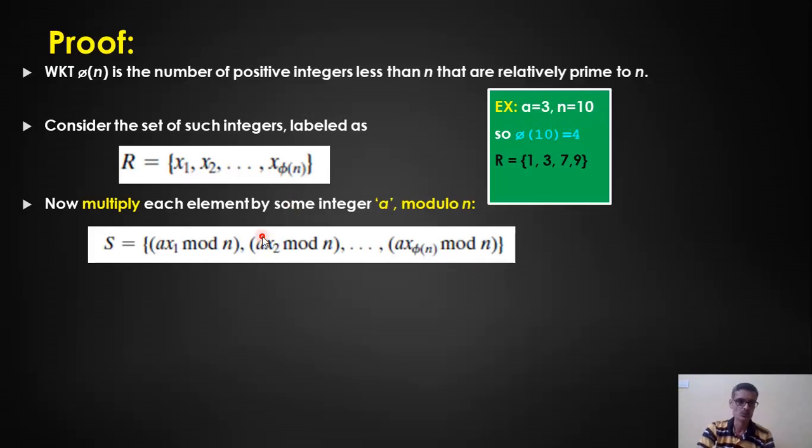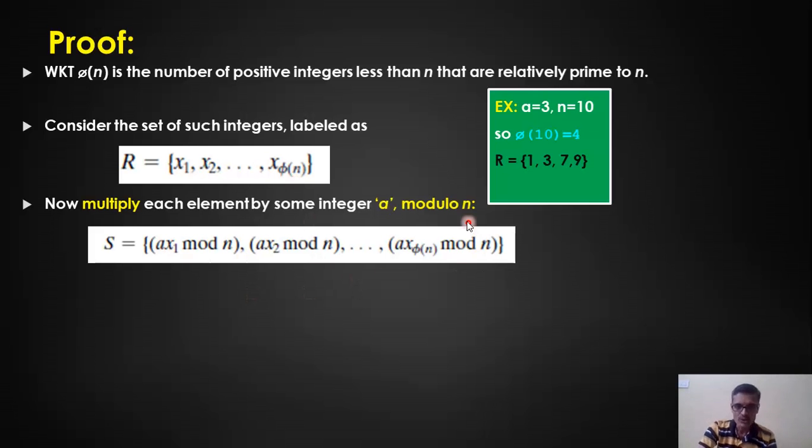Now what is this a, I'll tell you. To prove this particular theorem, that is Euler's theorem, I'll multiply all the elements x1, x2, up to x phi of n, that is 1, 3, 7, 9 in my example, by the number a. I'll take a number a which is less than n in this case. I'll multiply that with these elements. Mathematically, I'll take S, which is equal to a into x1 mod n, a into x2 mod n. So I multiplied x1, x2, x3, up to x phi of n by a.